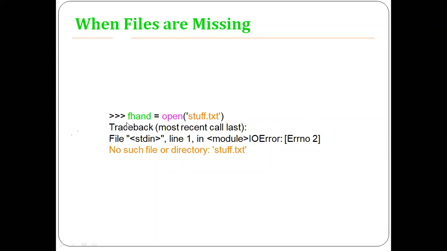Look at this example, right? fn is equal to open stuff.txt. In this case, stuff.txt does not exist in the current location, or it is not present in the given directory. In that case, it will generate an error message stating traceback, most recent call last, and all the things. There is one error message, no such file or directory called stuff.txt, stating that stuff.txt is not located in the current directory, or no such file exists in the current directory.